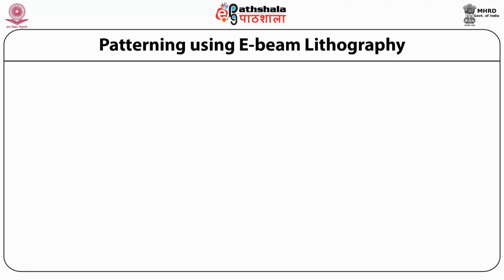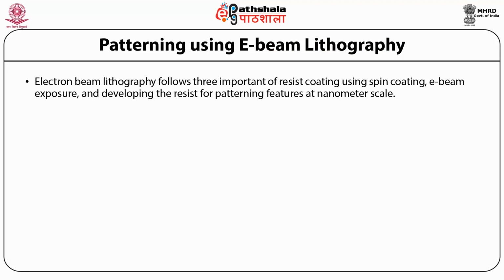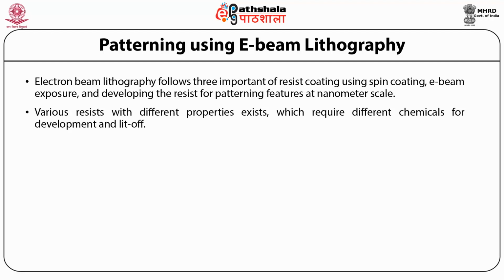Function of resists in electron beam lithography. Electron beam lithography follows three important steps: resist coating using a spin coating unit, E-beam exposure, and developing the resist for patterning features at nanometer scale. This requires a resist that can be chemically changed under exposure to the electron beam. Various resists with different properties exist, which require different chemicals for development and lift-off process.